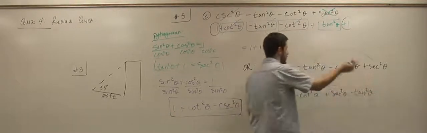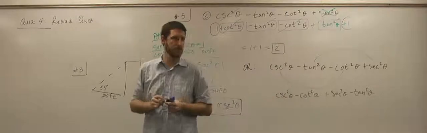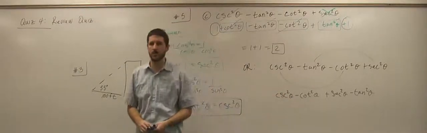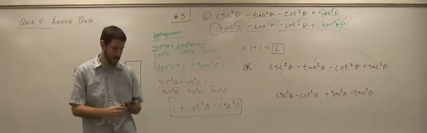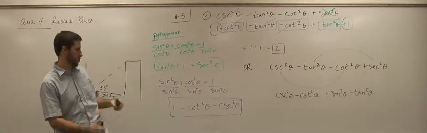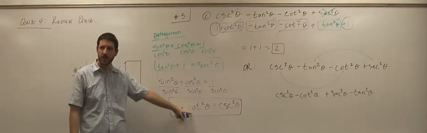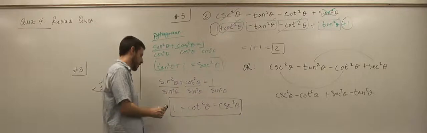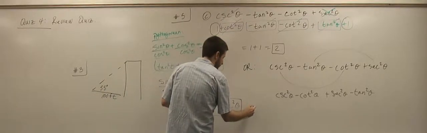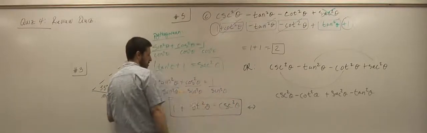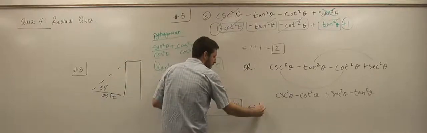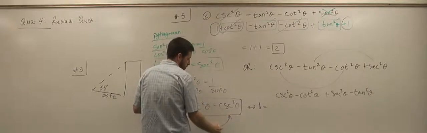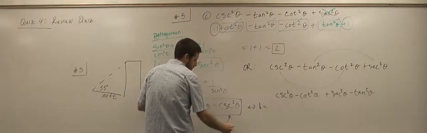How does that help me? What does that matter? And what's cosecant squared minus cotangent squared equal to? 1. Why? Because right here in this formula, if you subtract the cotangent squared over, you can get a new sort of equivalent identity. Right? If you subtract the cotangent squared to the other side, you know that 1 is equal to cosecant squared minus cotangent squared.